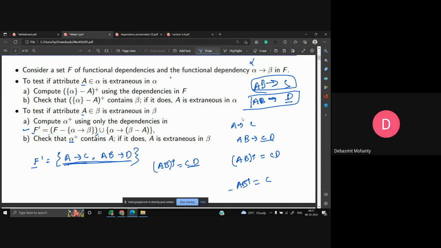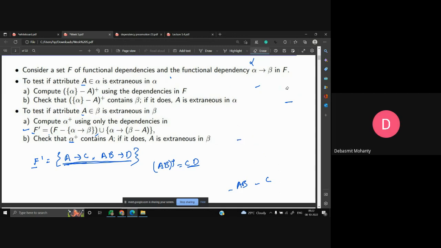So in that, F dash equals F minus alpha determines beta, that is trivial because you want to see if beta is extraneous or not. Then there is a union, and after that, on the right hand side, what is the rationale for checking alpha determines beta minus A?